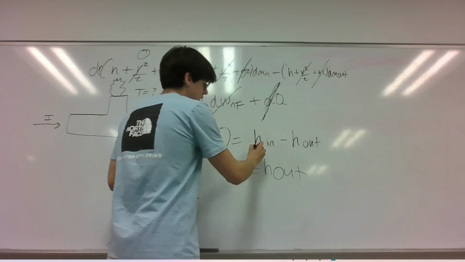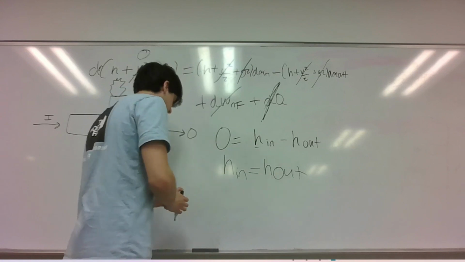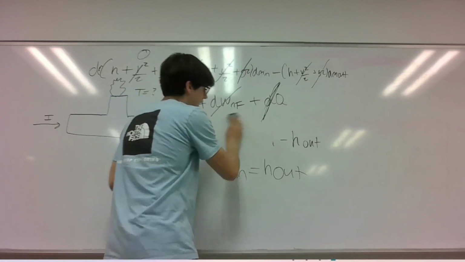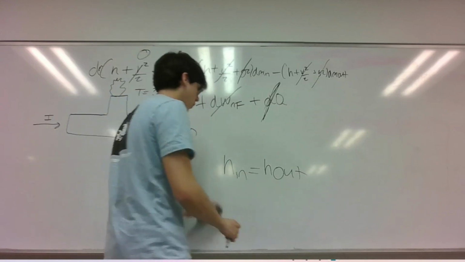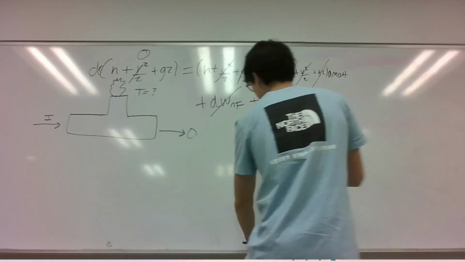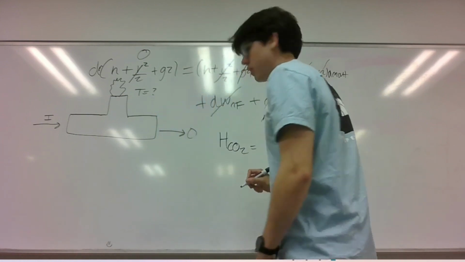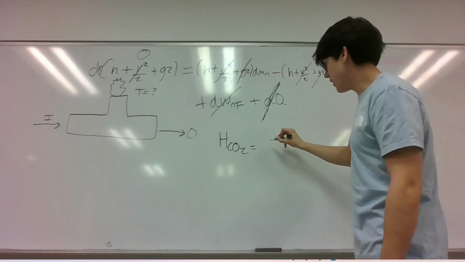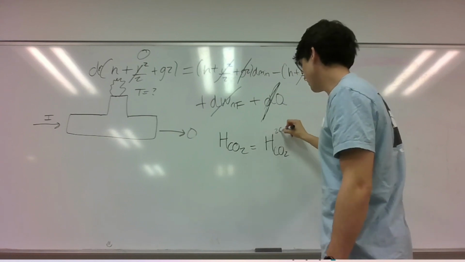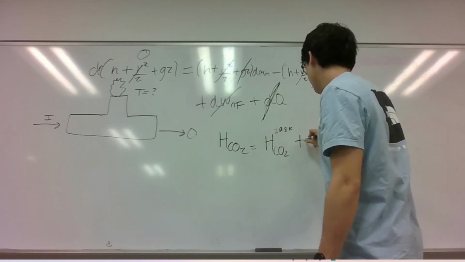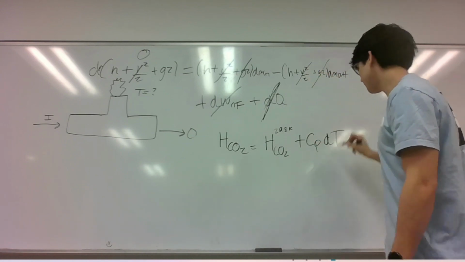So the enthalpy of the inlet will be the same as the enthalpy at the outlet here. And like we said, we want to express enthalpy as a function of temperature. We'll use CO2 for example. The enthalpy of CO2 will be equal to the enthalpy of CO2 at some standard temperature, we'll say it's 298 degrees Kelvin, plus the specific heat of CO2 times dT.